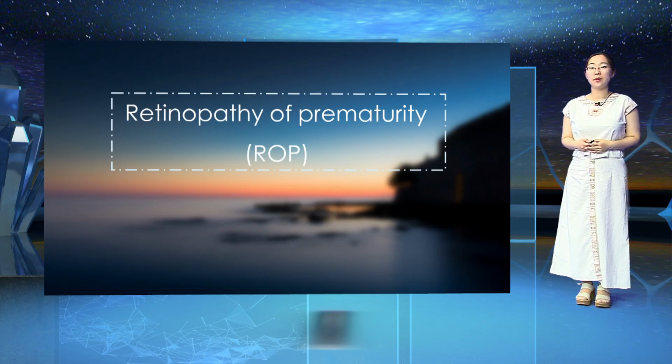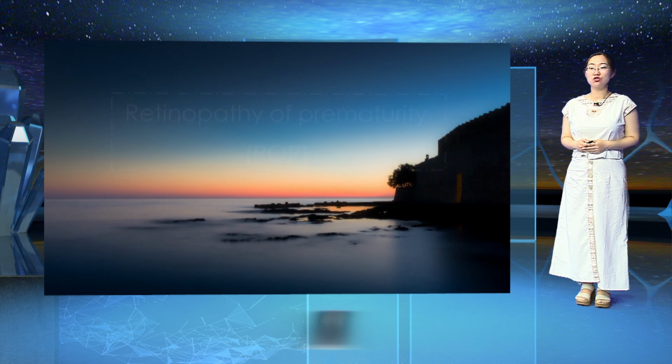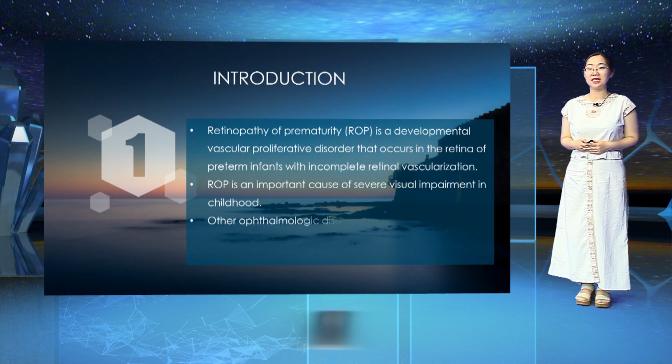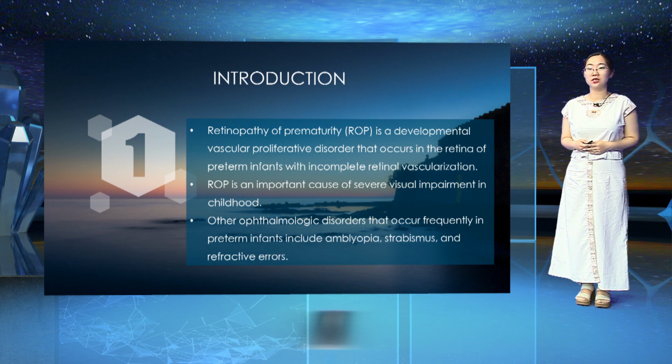In this lesson, we'll learn about retinopathy of prematurity, also called ROP. Introduction. Retinopathy of prematurity is a developmental vascular proliferative disorder that occurs in the retina of a preterm infant with incomplete retinal vascularization. ROP is an important cause of severe visual impairment in childhood.